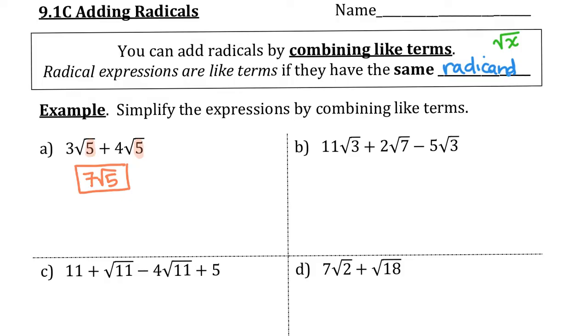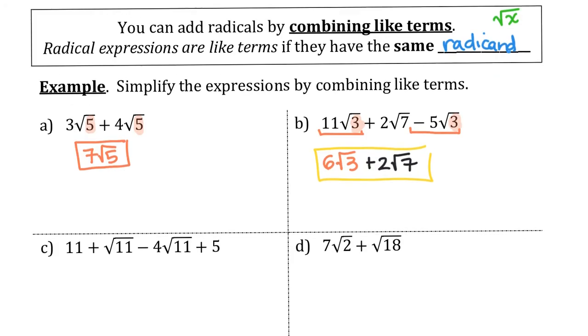Okay, let's go ahead and look at B. It's 11 root 3 plus 2 root 7 minus 5 root 3. The first radicand is root 3. This is root 7. Here's another root 3. So those are my like terms right there, the ones that have the root 3s. So I have 11 root 3s minus 5 root 3s, which is going to give me 6 root 3s. What else do I have? I have this plus 2 root 7, which I'm still going to bring down because it's part of the expression, but it's not a like term, so I can't combine it. So my final answer is 6 square root 3 plus 2 square root 7, because they're two different radicals.